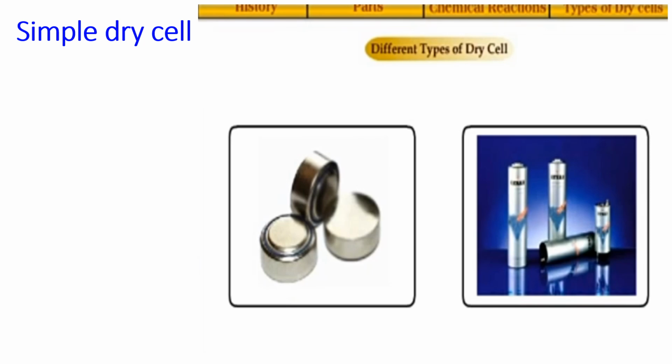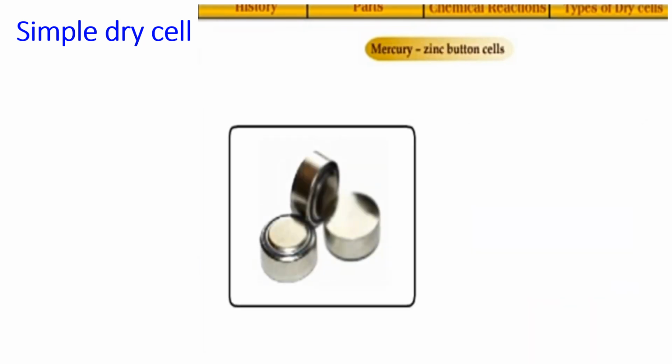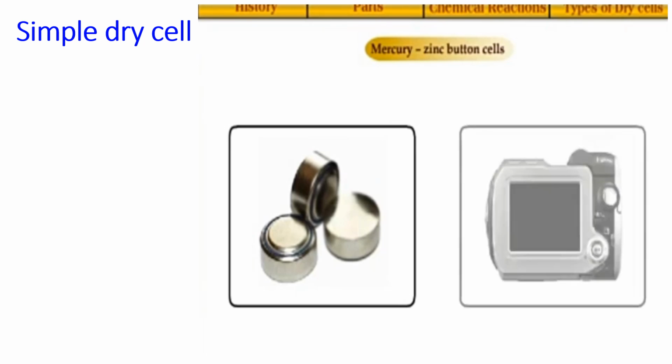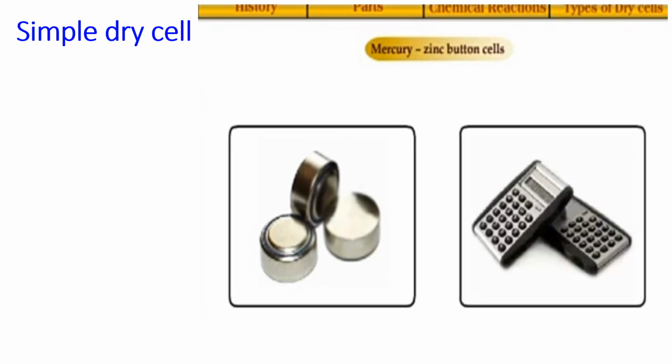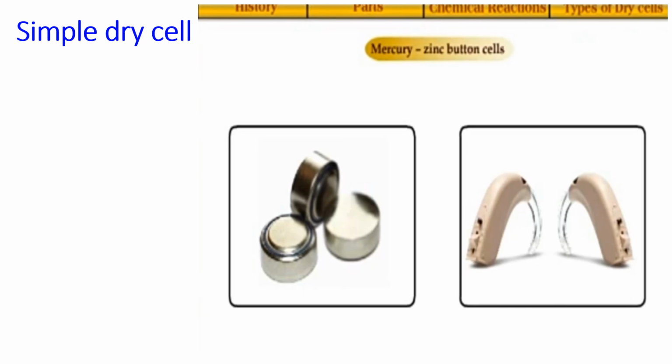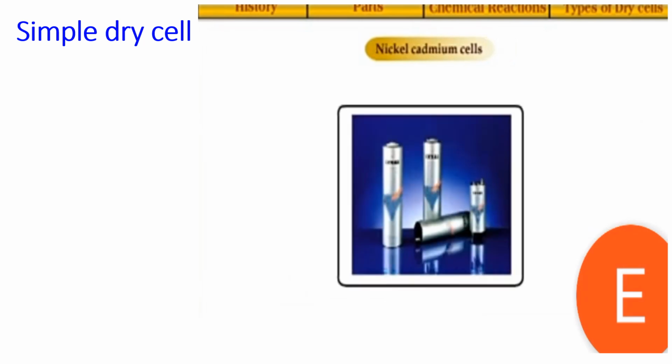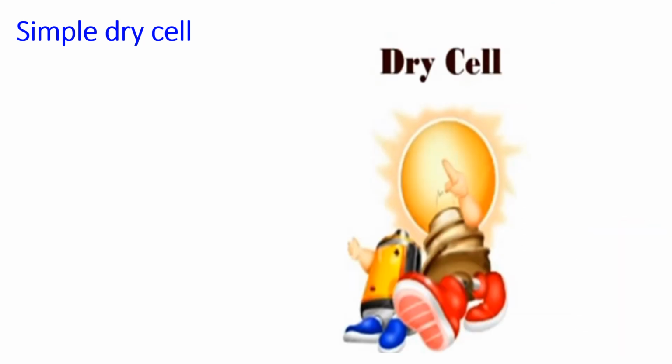As we can see, we have different types of dry cells. There is this kind of small one used in watches. They are called the mercury or zinc button cells, used in watches and calculators. So we have very many types of dry cells depending on the requirement or the demand. We have the nickel cadmium cell. This one is used in TV remotes, small torches, and so on.